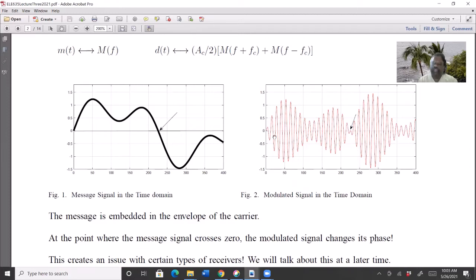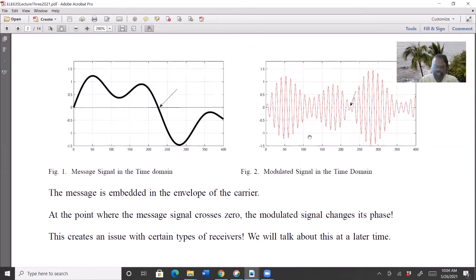I explained the simplest detector, which basically uses a diode to track or trace this envelope. And if you were to use a simple diode or envelope detector, we have a problem here, because while the message signal goes under the horizontal axis, here it just goes here. So whenever the message signal crosses zero, we will have a problem with the envelope detection, by simply putting a diode and a capacitor, and I'll go into that type of receiver later.